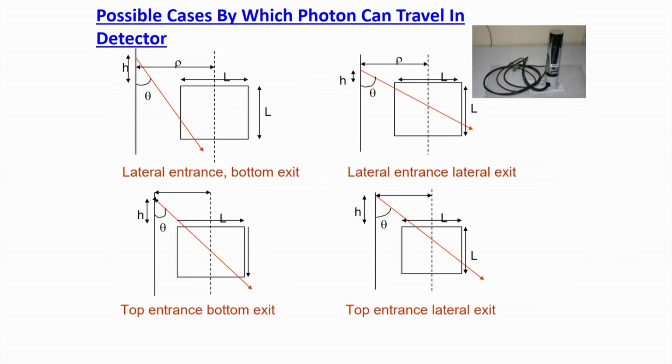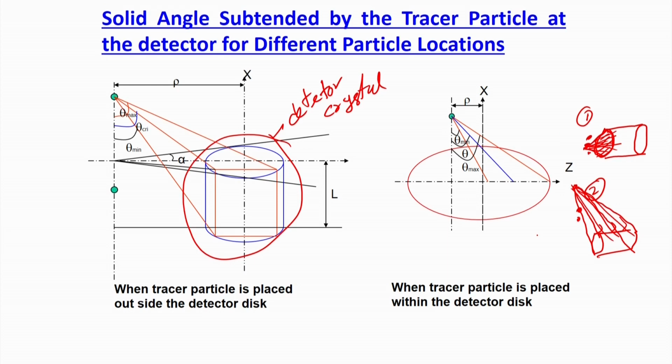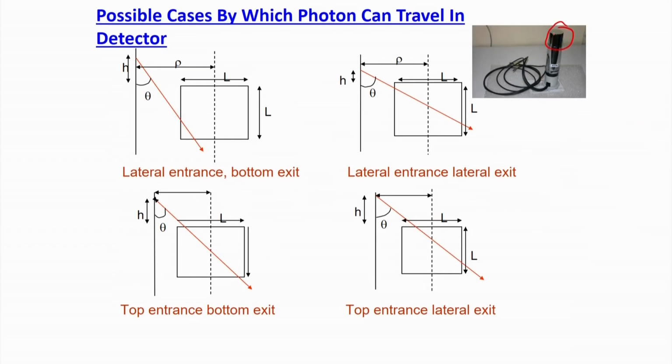So, what do we do? We say there are 4 possible conditions. The photon may come from the side. This is, say, for the side wall. This is my detector crystal, which I have shown again here, let me zoom in. So, what are the possibilities? It may enter from this side and go out from the bottom, that is one possibility. It may enter from the side and go out from the side, that is the second possibility. It can enter from the top and go out from the side wall.